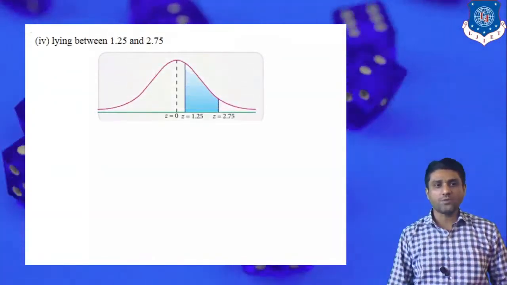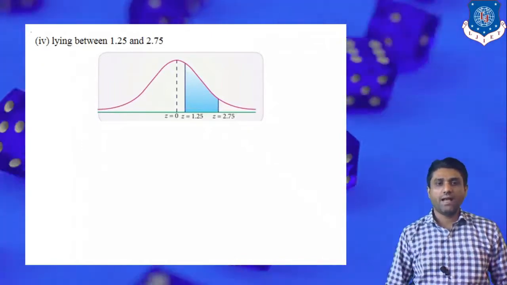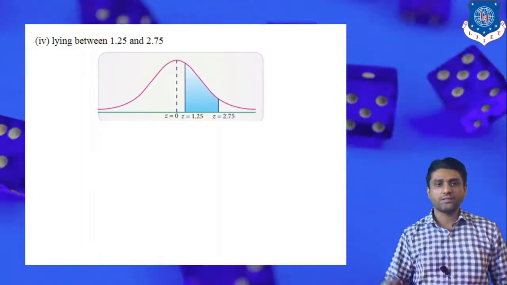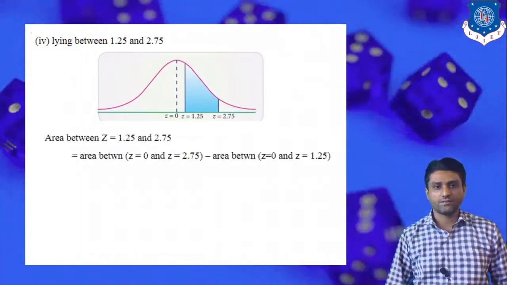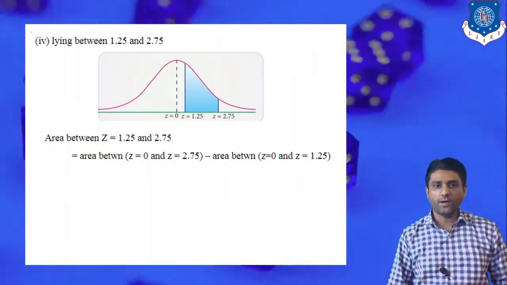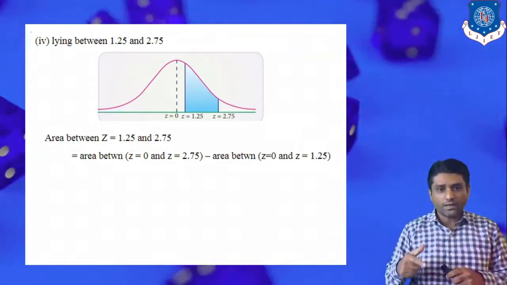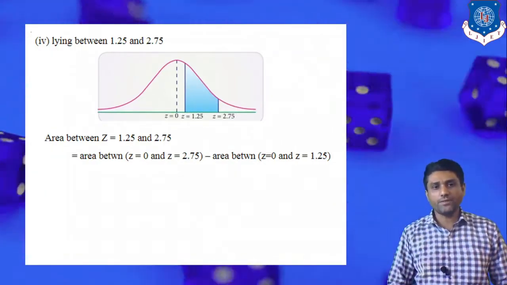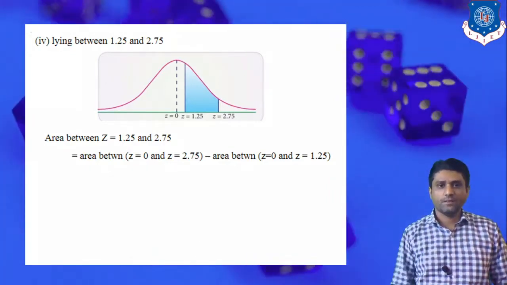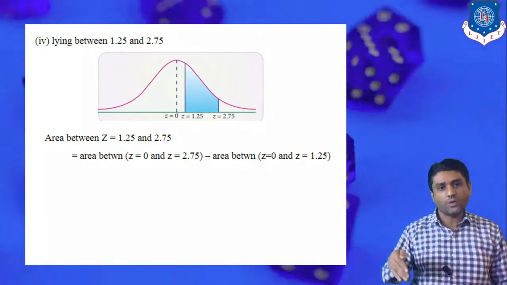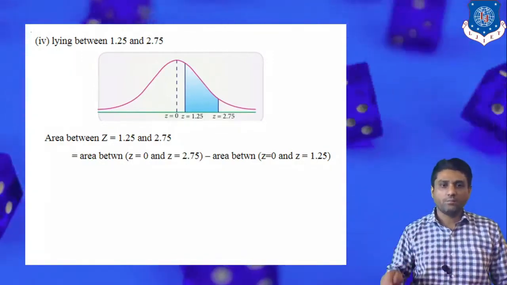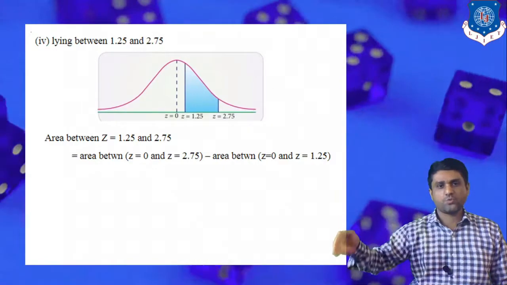Now the fourth and last option: find the probability of z lying between 1.25 and 2.75. That can be shown in this graphical representation by this shaded area. So what we have to do? We have to find the area between z equal to 0 and z equal to 2.75. Then we subtract the area between z equal to 0 and z equal to 1.25, and that exactly gives the area between z equal to 1.25 and 2.75.